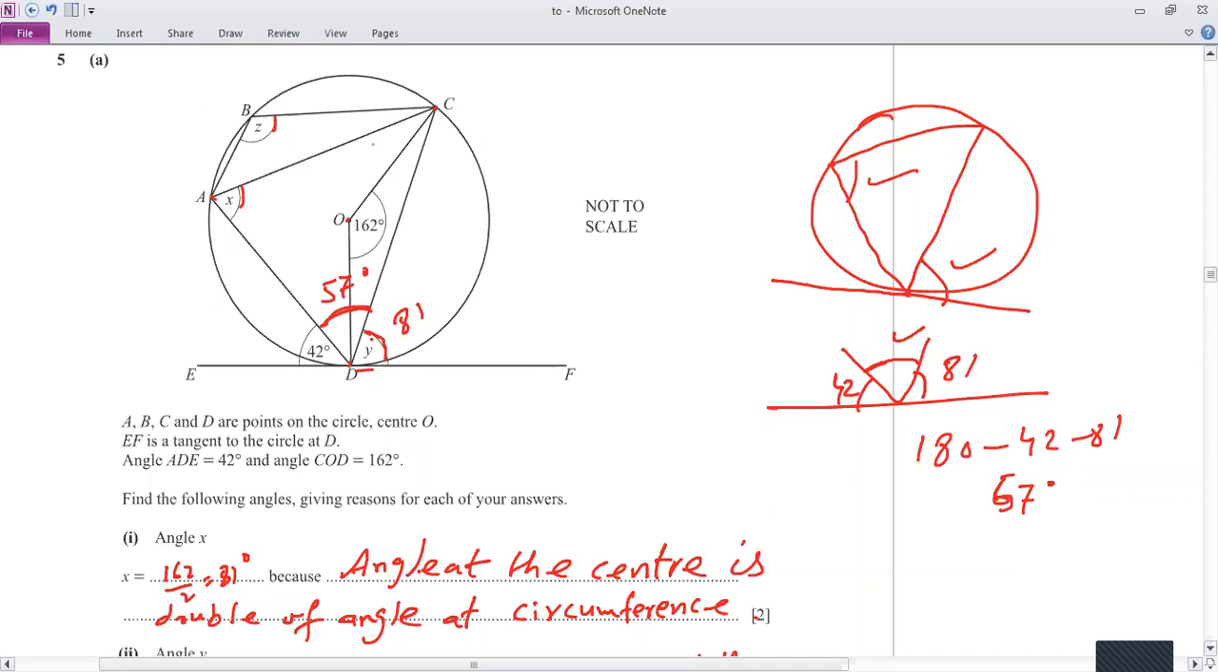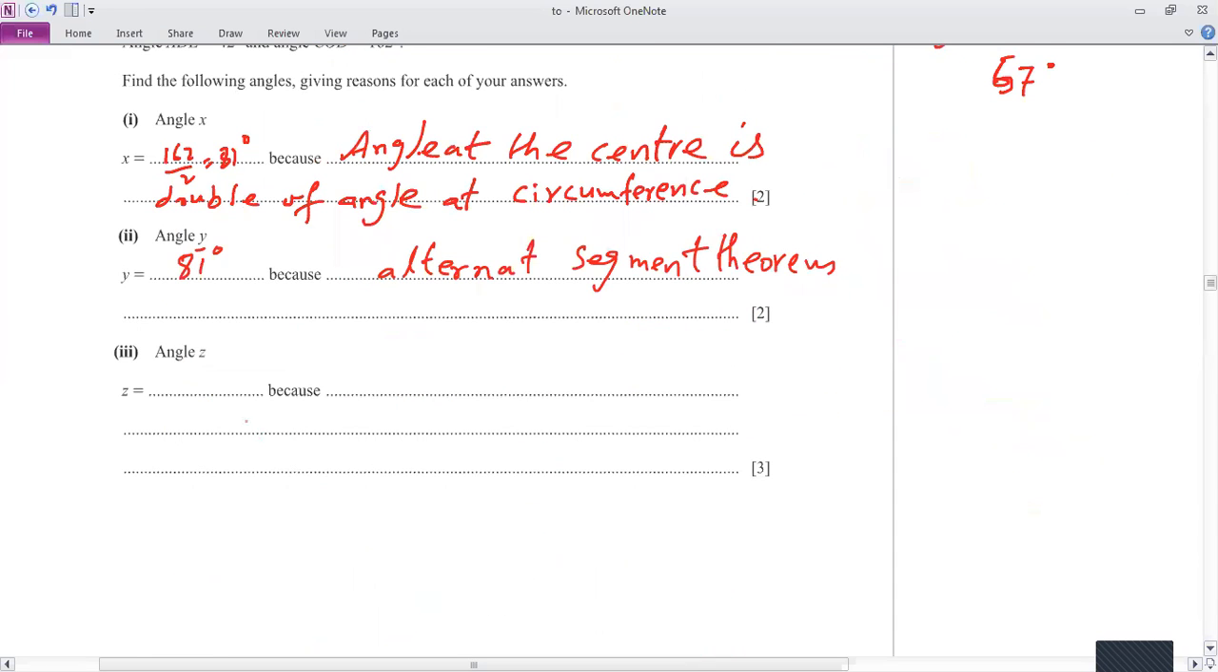Now ABCD is making a cyclic quadrilateral, and you know in a cyclic quadrilateral the opposite angles total 180. It means this one and this one total should be 180. So if you need only Z, what will Z be? 180 minus 57, that will be 123. So Z is 123, and you can write the reason as opposite angles in the cyclic quadrilateral.